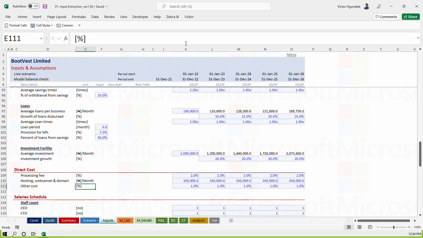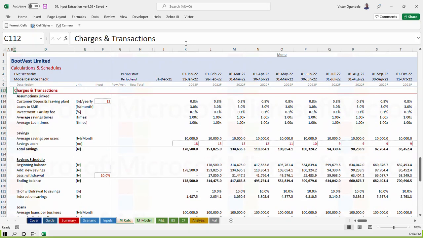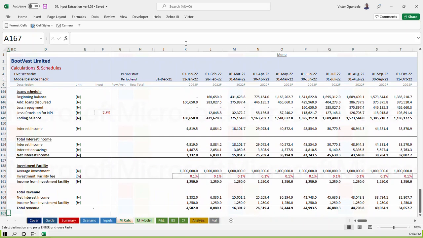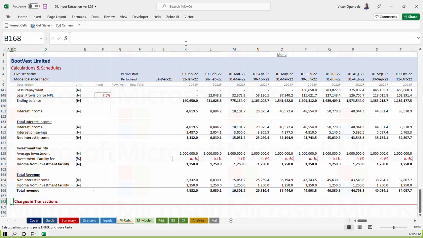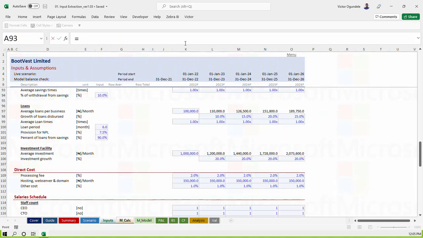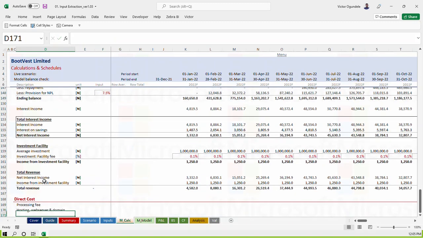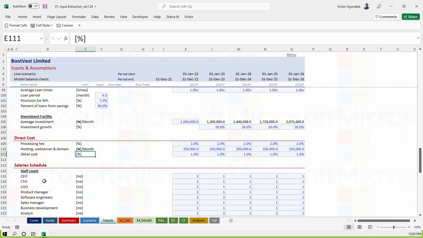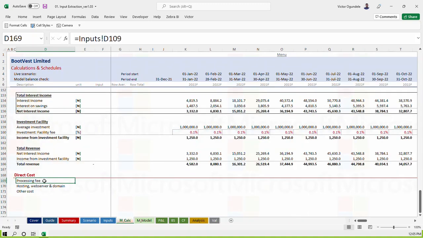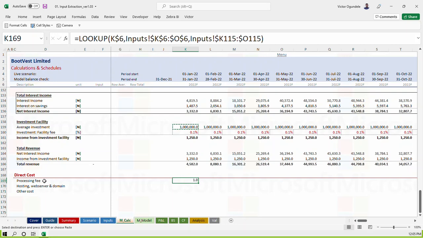So let's calculate our direct cost. So we've done our revenue. So let's call it our direct costs. For our direct costs, we're going to have our what? Our processing fee, hosting, and our other costs. Right. So let's use our lookup formula to bring everything down. So this should be row 109.